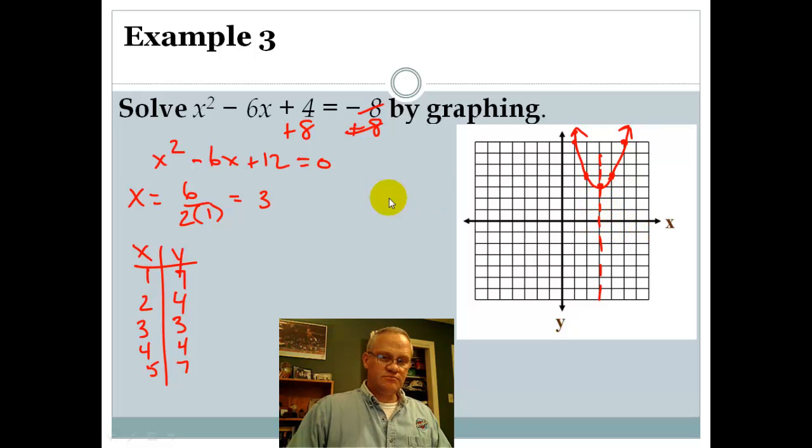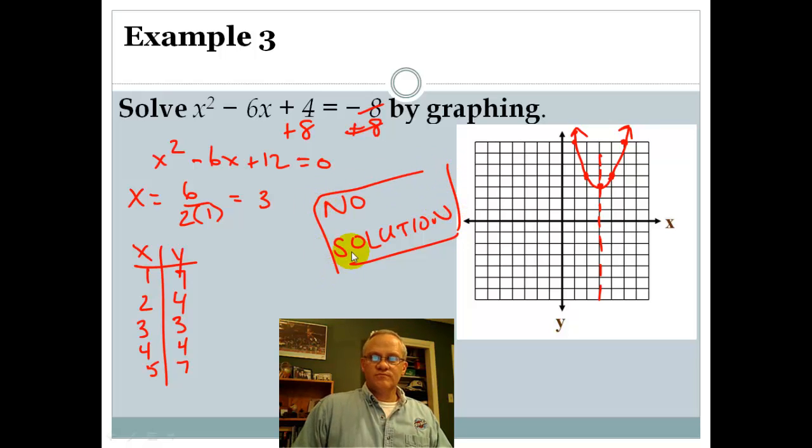So what happens here? No solution. Okay, so that's an example of no solution because it does not cross the x-axis. One more example and we'll be done.